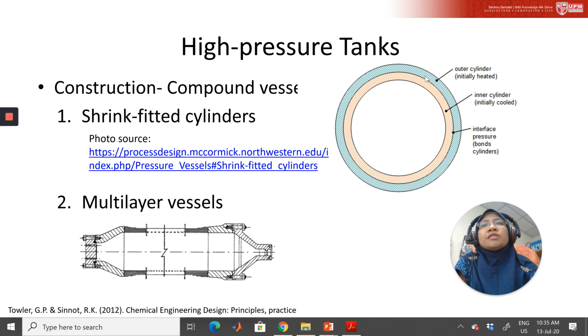So the stress distribution in a two-cylinder compound vessel like this is shown here. By doing this, it can offset the tensile forces that will act most strongly on the inner layers during operation.